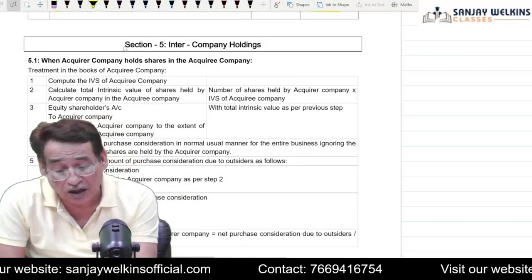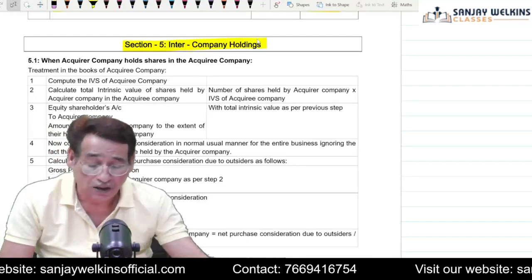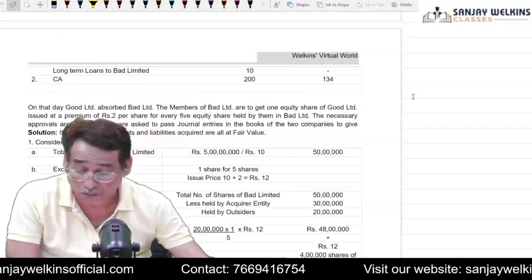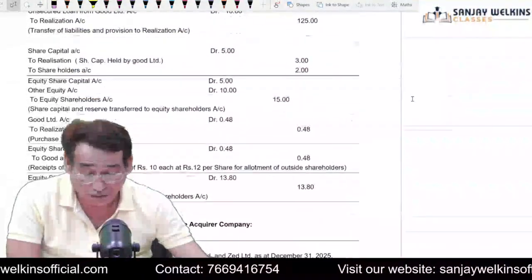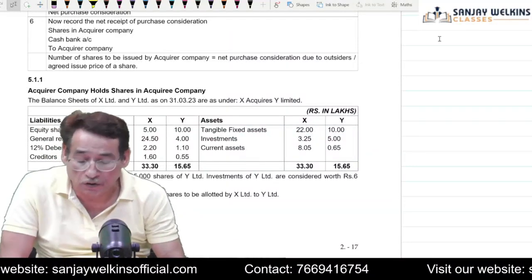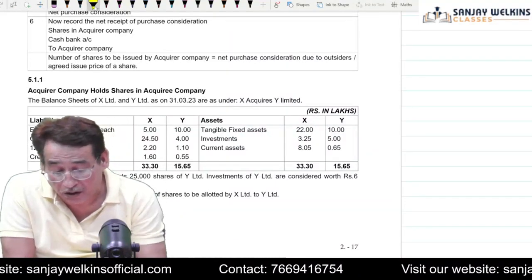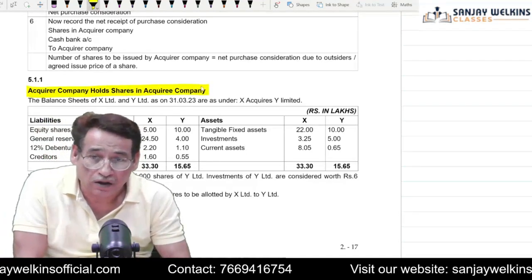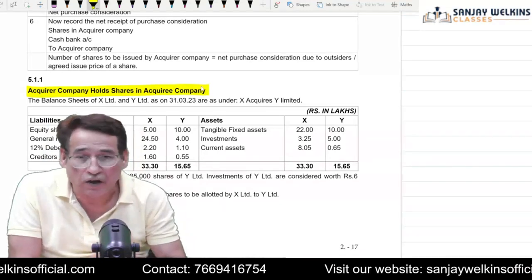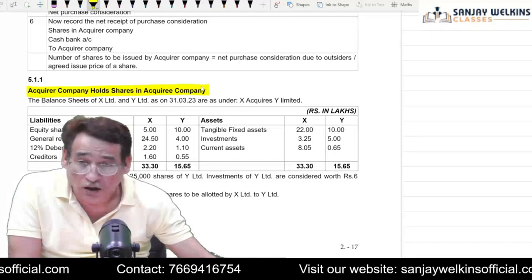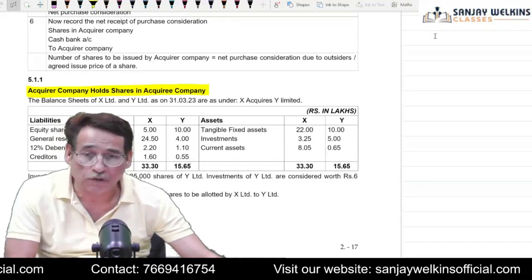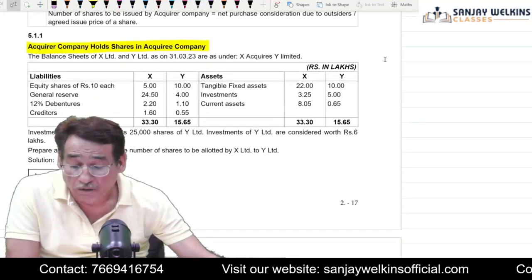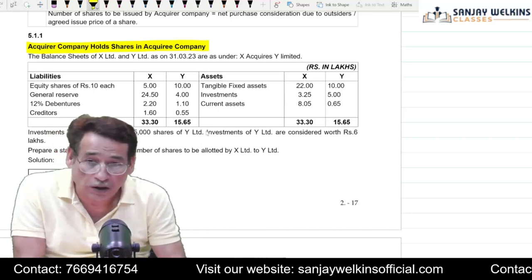Now in this question, there are some further topics like intercompany holdings, correct? And intercompany holdings, we shall talk a lot about this particular point. With this particular session, we are now talking about the acquirer company having shares in the acquiree company, correct? Often it happens, and last time, if you look at the question paper of 24, we found one question struck from this particular topic. I will let you know later on. But first of all, let's have a look over this particular question.